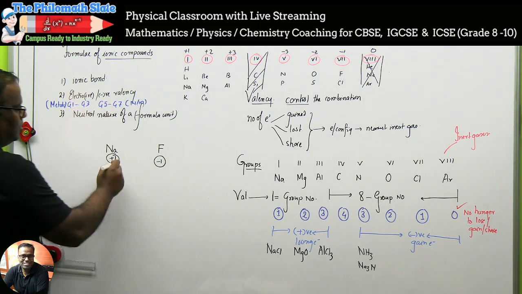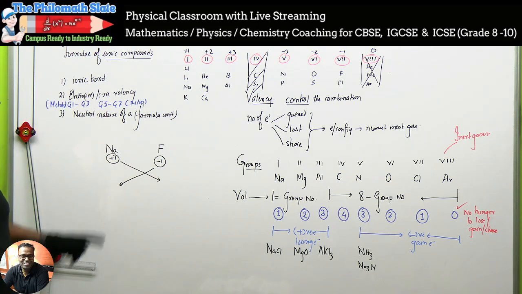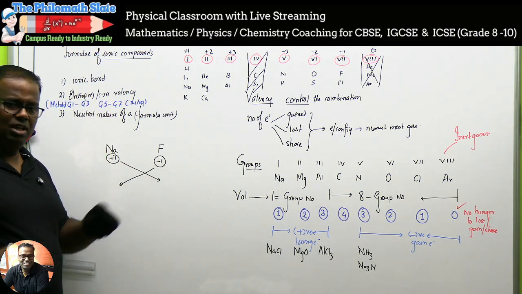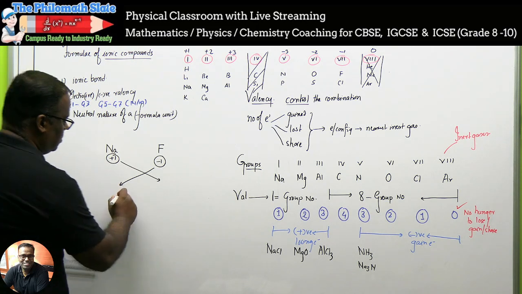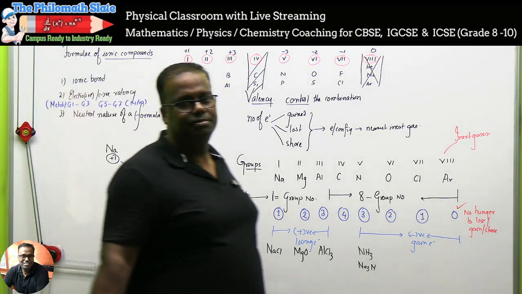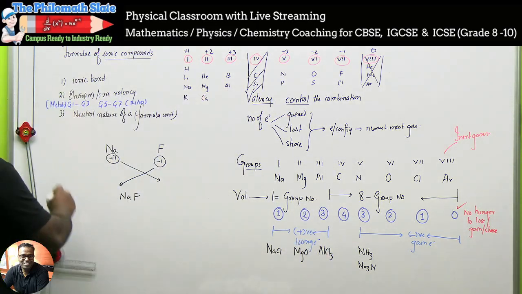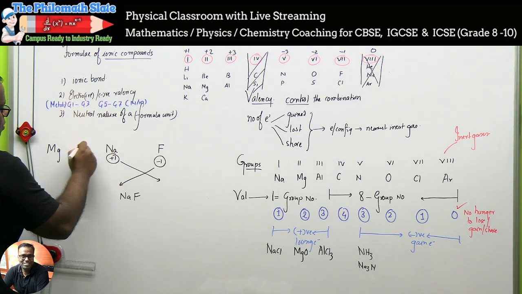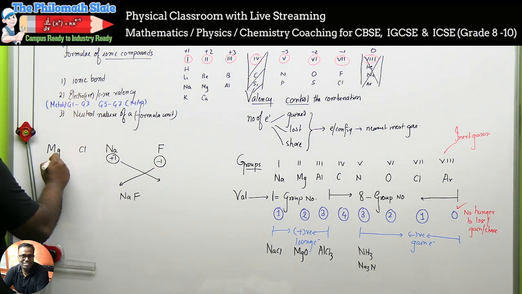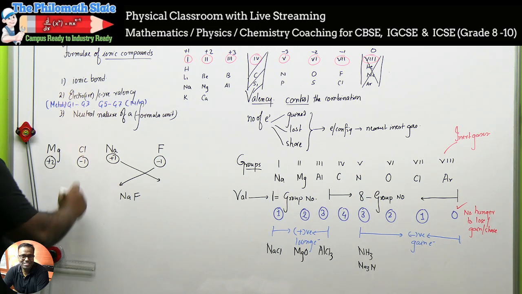Now what do we do? One charge, one charge. Is it neutral now? Sodium fluoride. Right? Shall we do one more of this type? Now we bring magnesium and we bring chlorine. Magnesium is +2. Chlorine is -1.